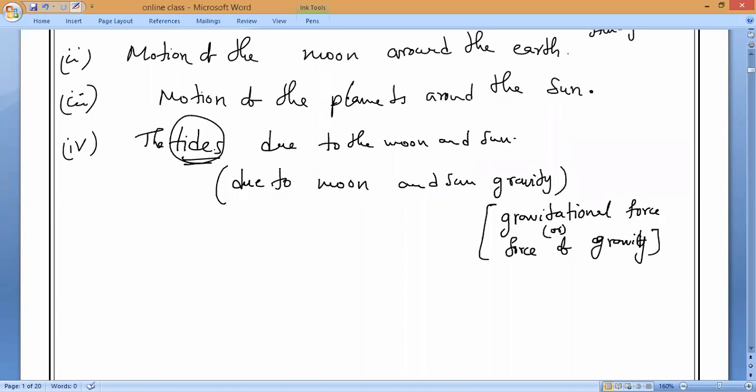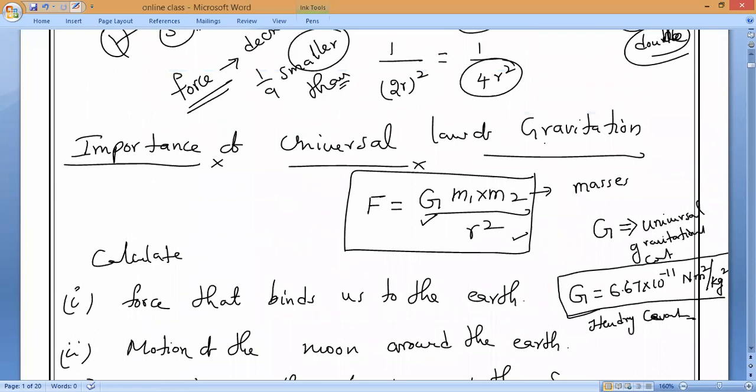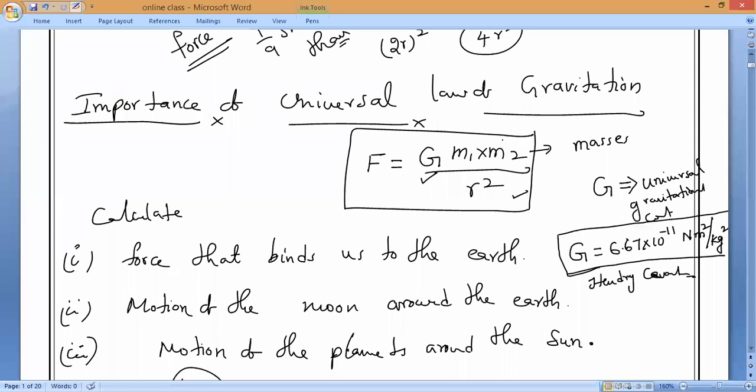How the tides are forming, what is the phenomenon behind it, what is the principle behind the tides, everything we can study with the help of the universal law of gravitation. It might come even as a 2 mark question. So what is the importance of the universal law of gravitation? First of all, you have to remember the universal law of gravitation: F, the force of gravitation, is equal to capital G into M1 into M2 divided by R square.